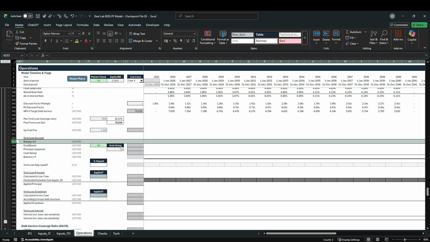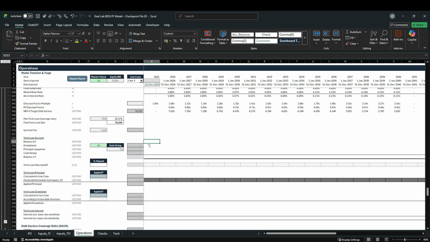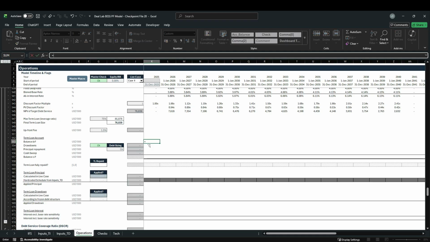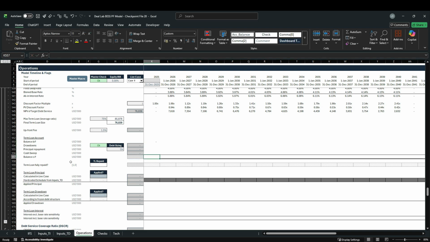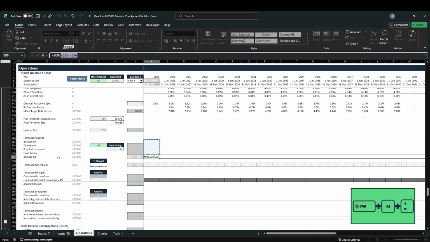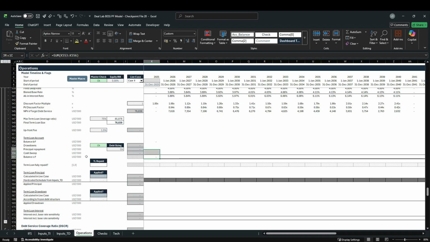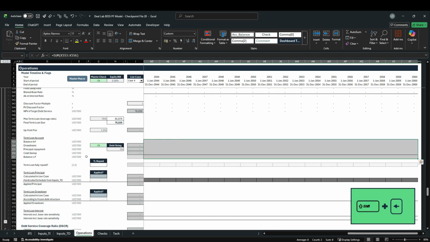Let's just set up our balance brought forward and carried forward for now. The balance brought forward is going to equal our previous period balance carried forward. And this is going to be the sum of our balance brought forward, drawdowns, principal repayments, and then we will also implement a cash sweep in a later lesson. But for this lesson, we will leave that blank, take the sum of all of these. Let's drag this over, Control R.